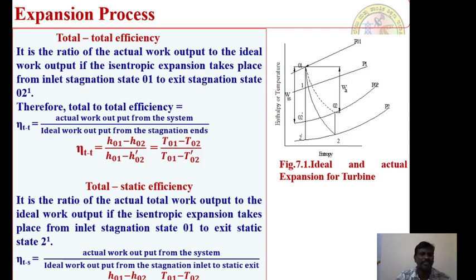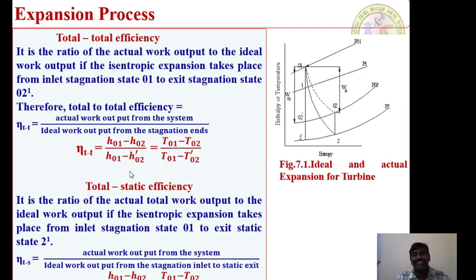It's a very important concept because we are measuring only with respect to stagnation states, from the inlet stagnation state to the outlet stagnation state. So that's why it is called a total to total efficiency. Therefore, total to total efficiency is equal to the actual work output from the system to the ideal work output from the stagnation ends.